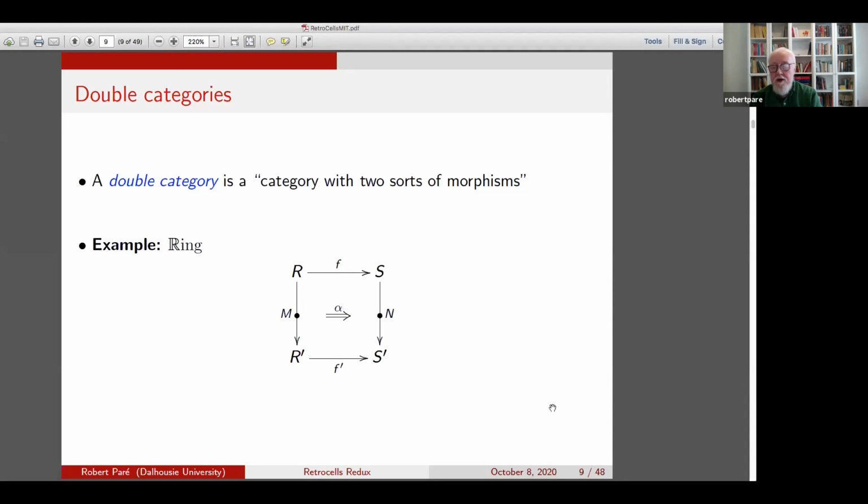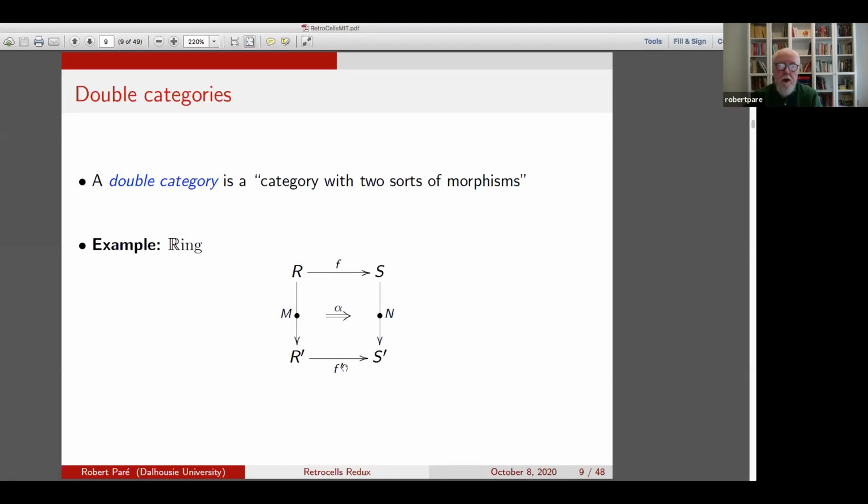So if you have two sets of morphisms, then you have two categories. A more precise way is that a double category is two categories, but with one sort of object, if you like. But still, this is the way I think about it. It's a category with two kinds of morphisms. So we have examples of this, and the first example is rings.